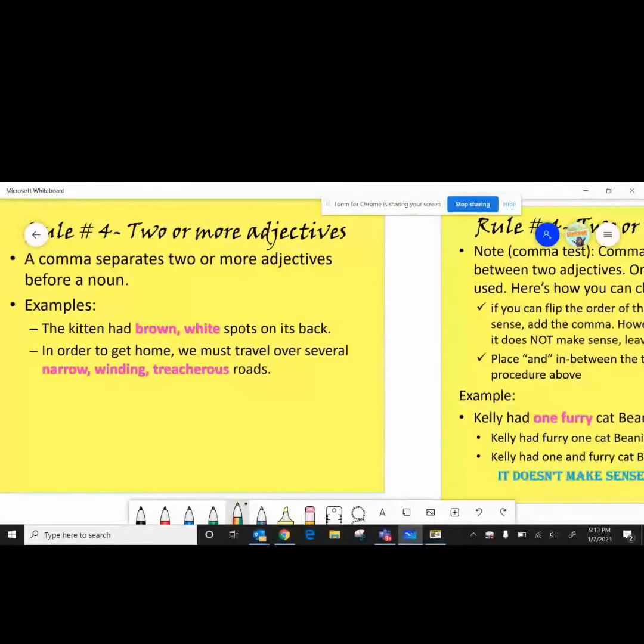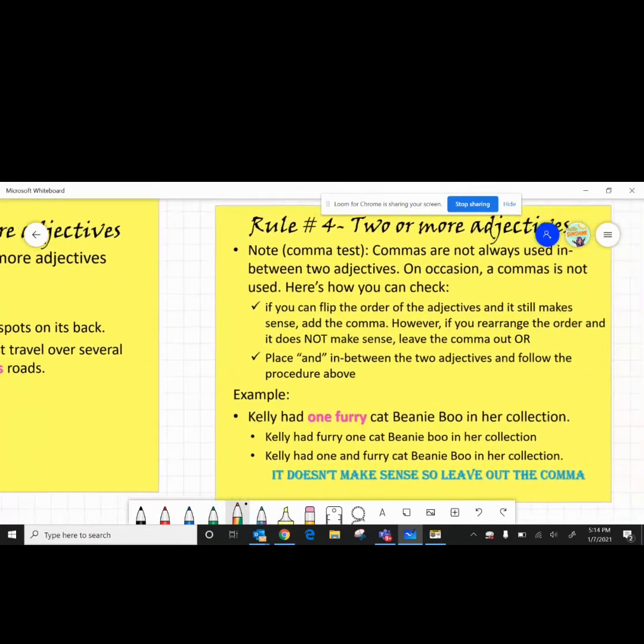So let's look here. If I said the kitten had white, brown spots on its back, that certainly makes sense. If I said the kitten had brown and white spots on its back, that makes sense as well. So that's how you know that, yes, thumbs up, the comma is justified. Same with here. In order to get home, we must travel over several winding, treacherous, narrow roads. Makes sense. You can switch them all up and it still is cohesive. If I said, in order to get home, we must travel over several narrow, winding, and treacherous roads, that makes sense too. So that's how you know the comma is necessary.